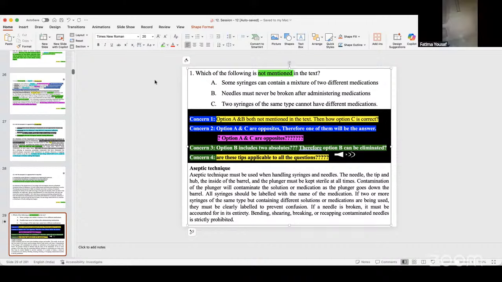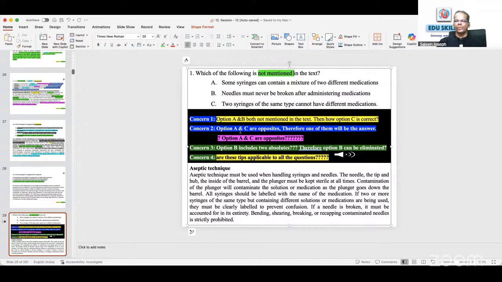Now let's see. The second concern is this. Second challenge: option A and C are opposites. Therefore, one of them will be the answer. Let's see concern 3, doubt 3. Option B includes two absolutes. Therefore, option B can be eliminated. Concern 4: are these tips applicable to all the questions? Okay. Now let's see the options.